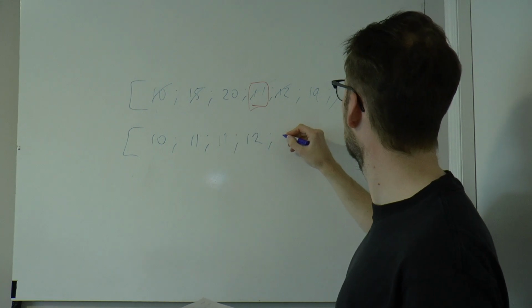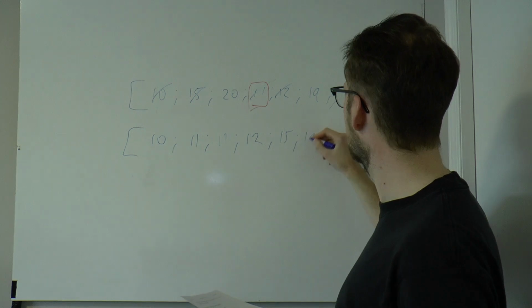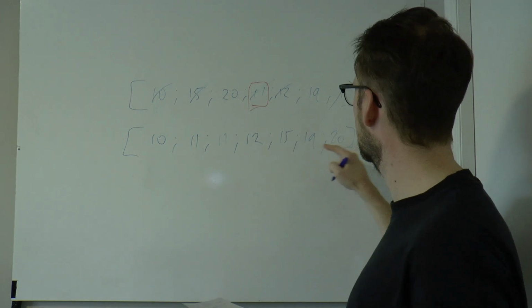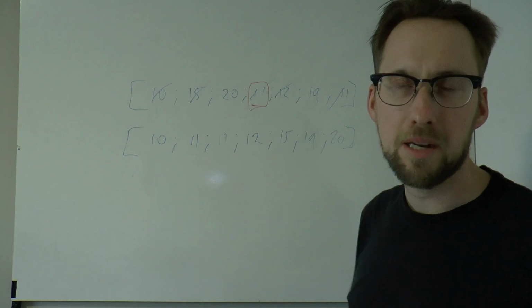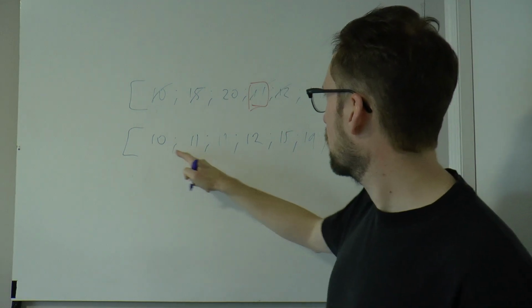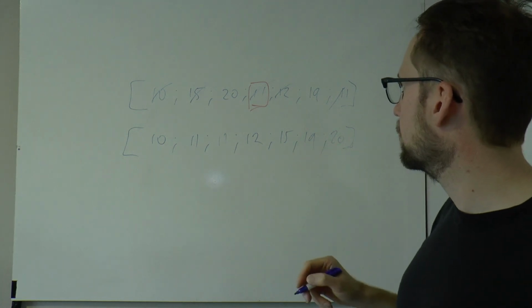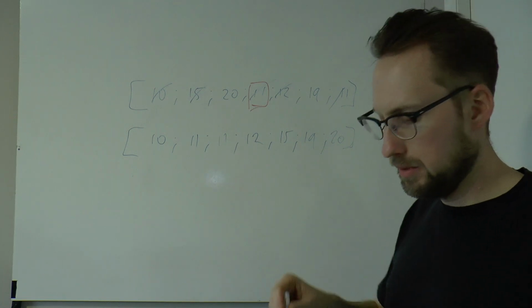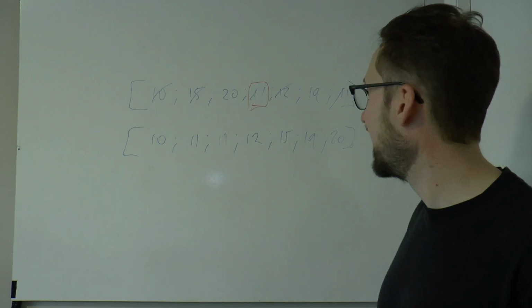Then I had 12, 15, 19, 20. Yes, I count in Dutch. Cope with it. Okay, 2, 3, 4, 5, 6, 7. These are sorted. And what's the middle number now? Well, as you can see, the middle number is actually 12.